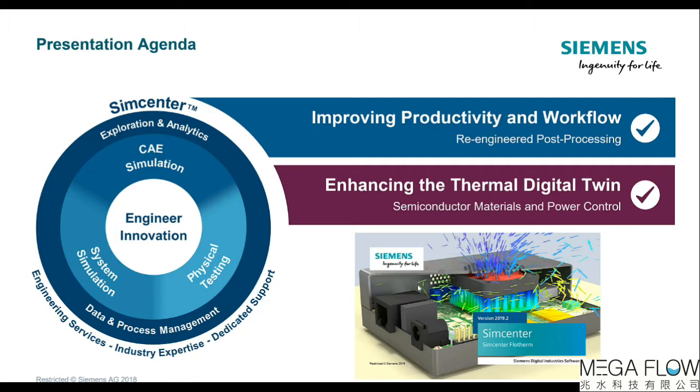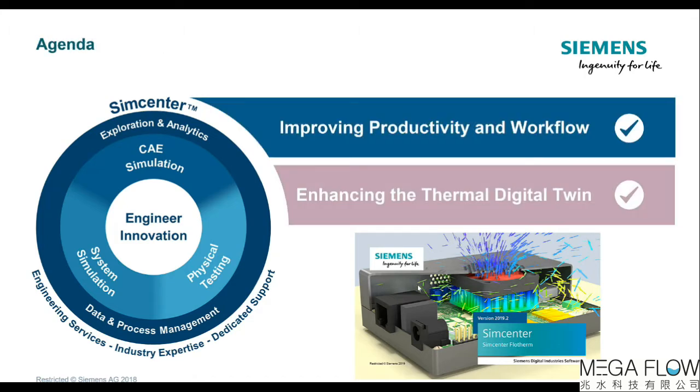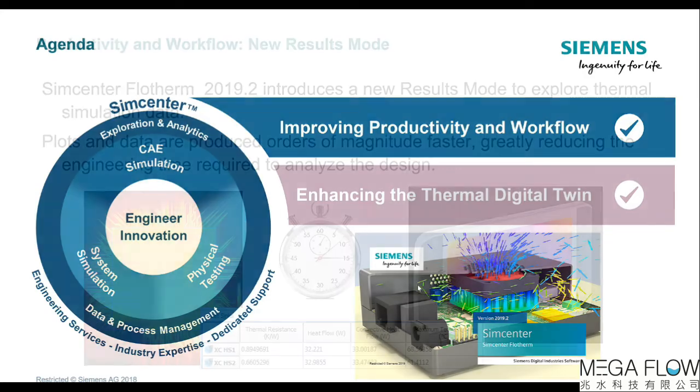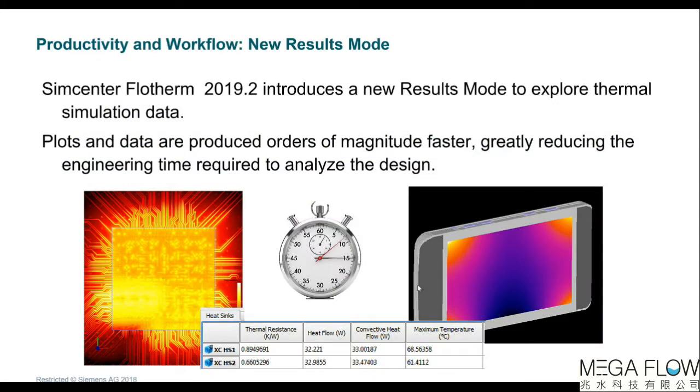The agenda for this part of the webinar is broken into two sections. The first part is called Improving Productivity and Workflow. Here I will introduce the re-engineered approach to post-processing in Simcenter Flotherm. The second part is called Enhancing the Thermal Digital Twin. In this section, I'll introduce the new functionality aimed at allowing you to better describe semiconductor package applications in Simcenter Flotherm. So let's begin by working through the Improving Productivity and Workflow section.